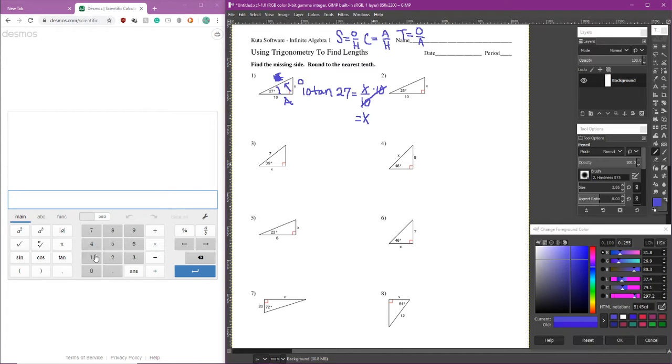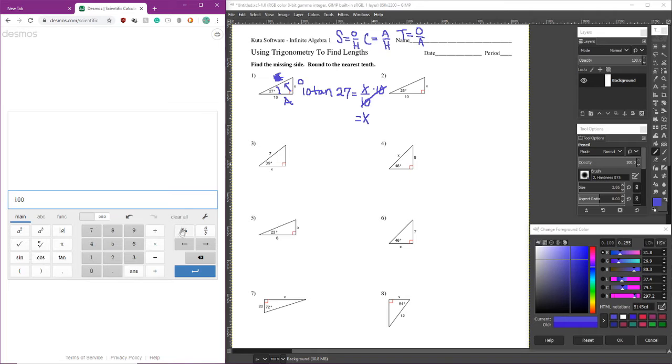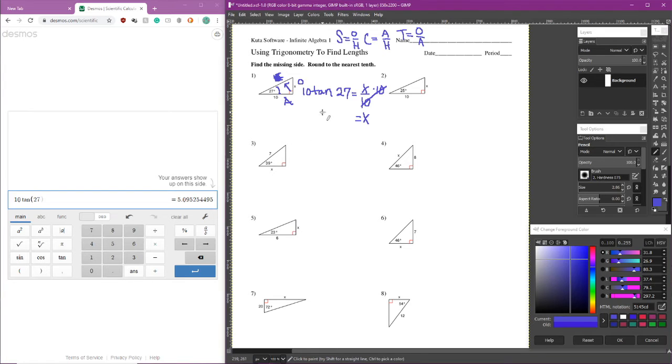So I want to come over here and do 10 tangent of 27, and the directions say to round to the nearest tenth. The nearest tenth is the digit right after the decimal point. So we need to look at the second digit after the decimal point to decide whether it can round up or not. The second digit after the decimal point is 9, and the rule is 5 or greater lets that digit round up. So this will be 5.1. So x equals 5.1. And that one's done.